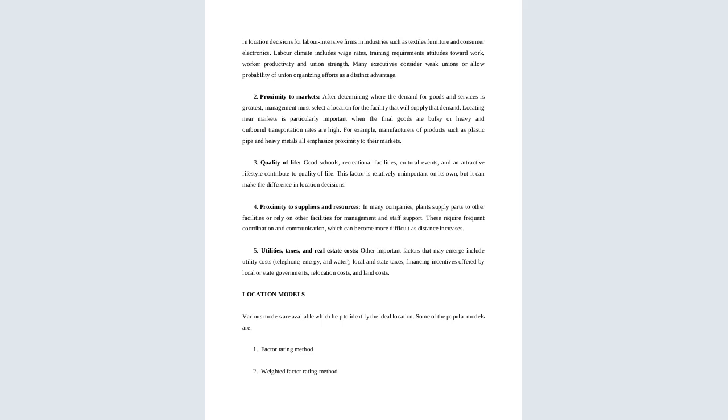So location models is another one. Various models are available which help to identify the ideal location. Some of the popular models are the factor rating method, the weighted factor rating method, the long distance method, the center of gravity method, and break-even analysis. So what are the steps of the rating method? The process of selecting a new facility location involves a series of the following steps. These are the steps that you have to go through when you are doing the rating method.